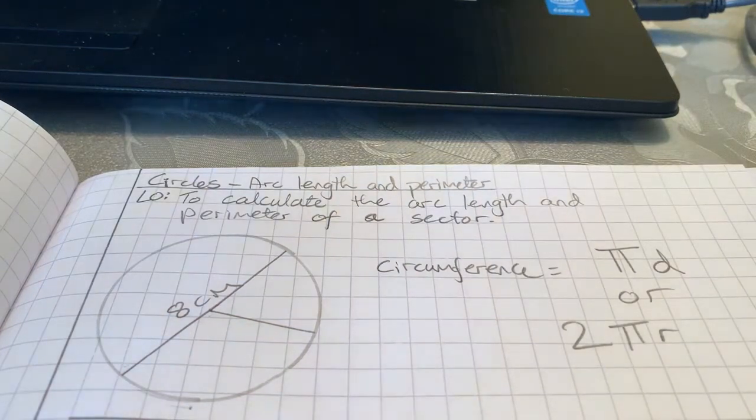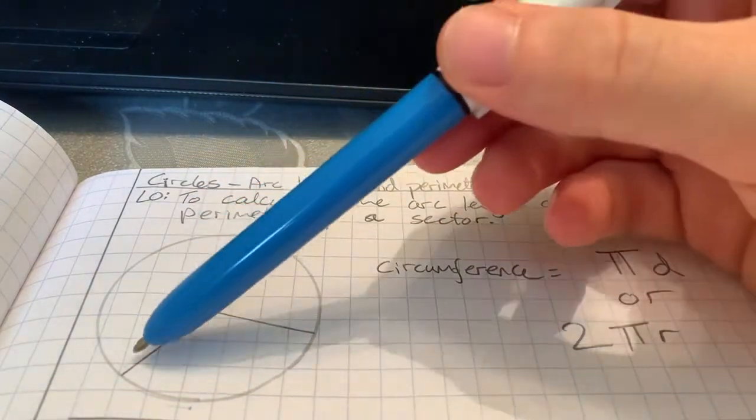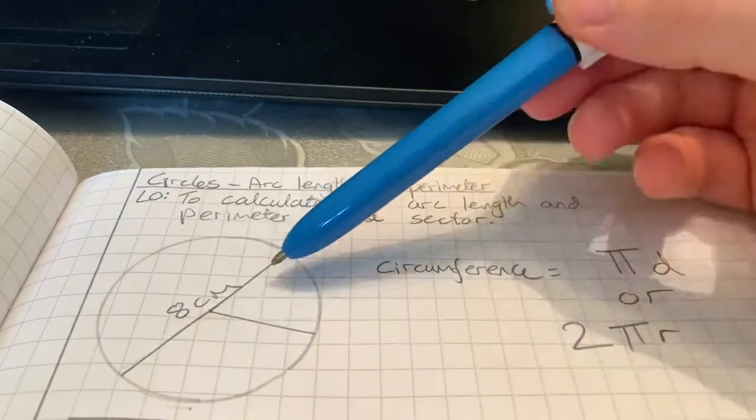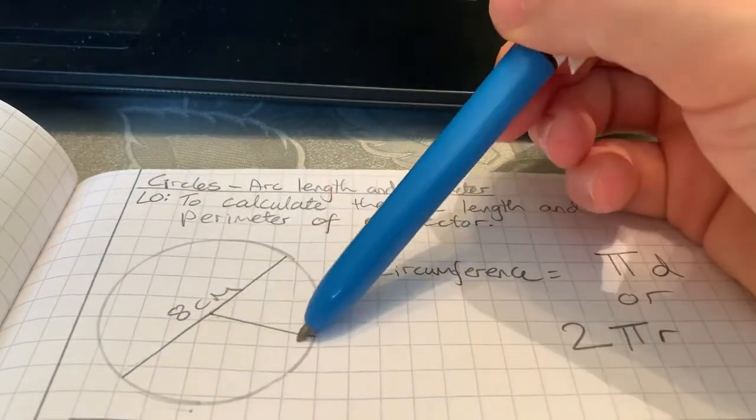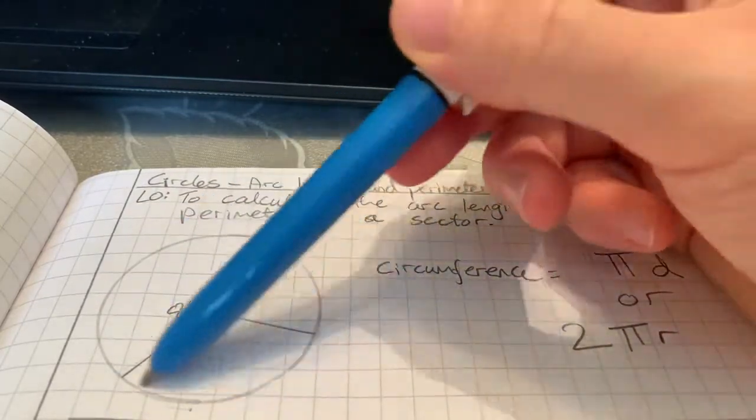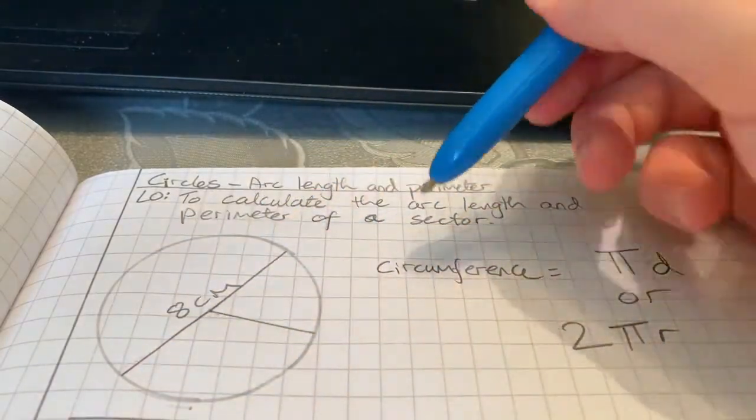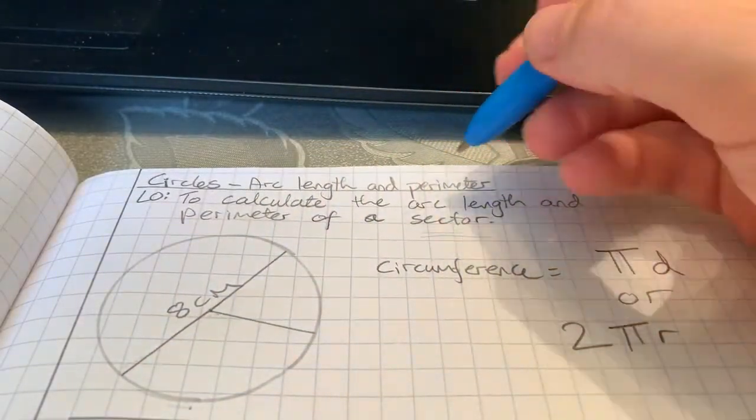This is looking at how to calculate the arc length and perimeters of a sector. Things to remember before you start: this long line through the middle is the diameter, from the middle to the edge is the radius, and you've got the circumference around the outside. We're working with sectors and arc lengths.